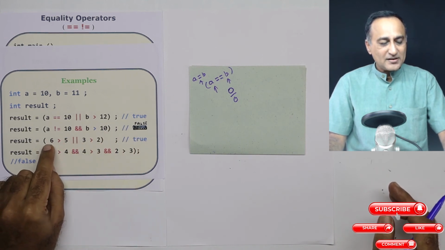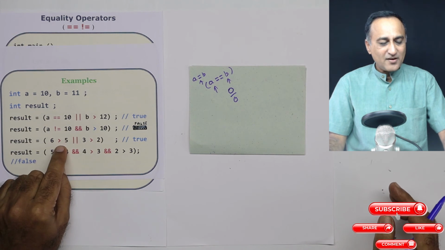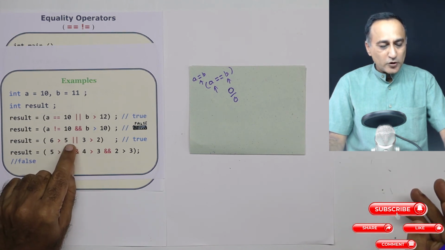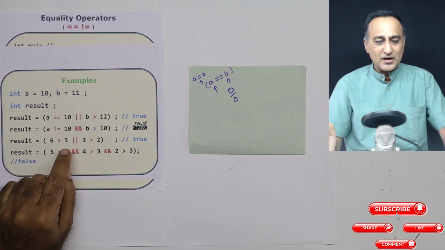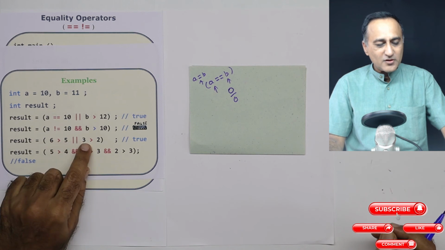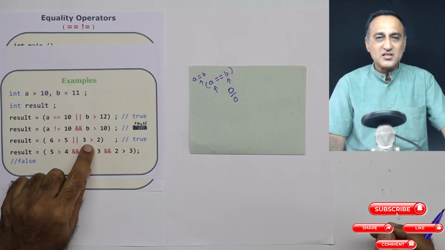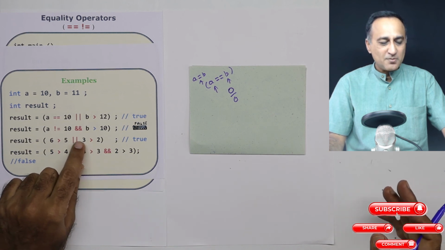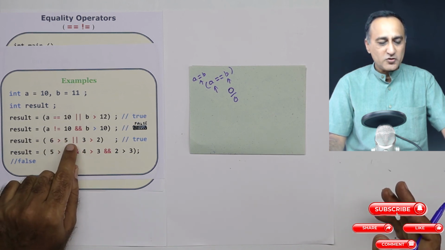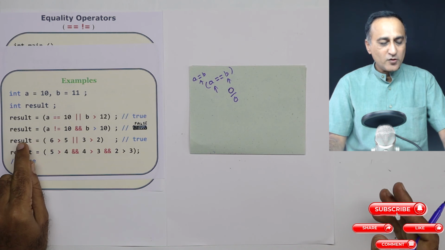Now let's take a look at this one. Is 6 greater than 5? Absolutely true. 6 is greater than 5. Then it will not even go to the OR part, which is called short circuiting of evaluation, because once one of them is true, no point in checking the other, because even if that is false, it makes no difference as the entire thing is considered to be true. So result is going to have the value true.